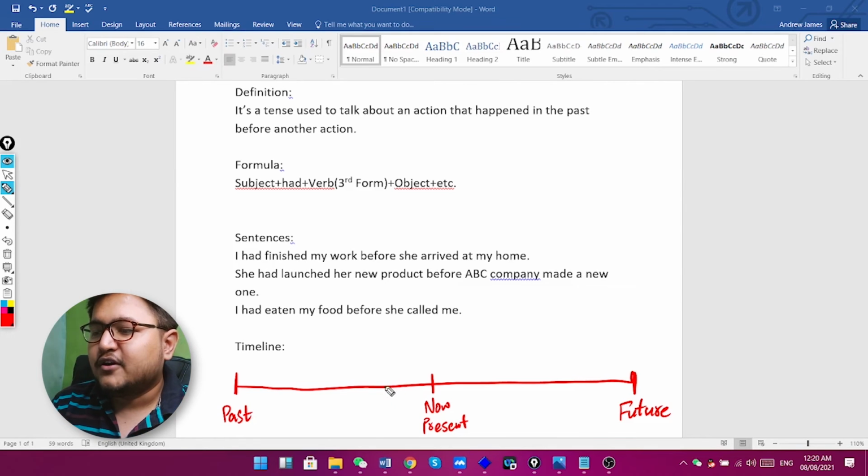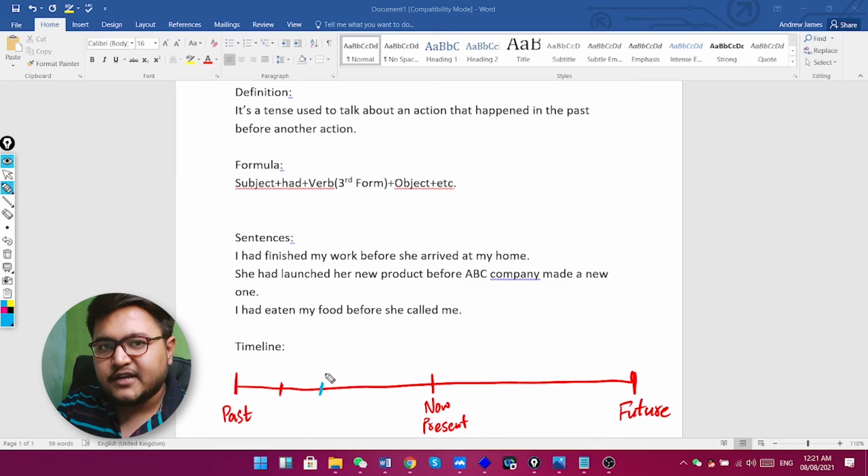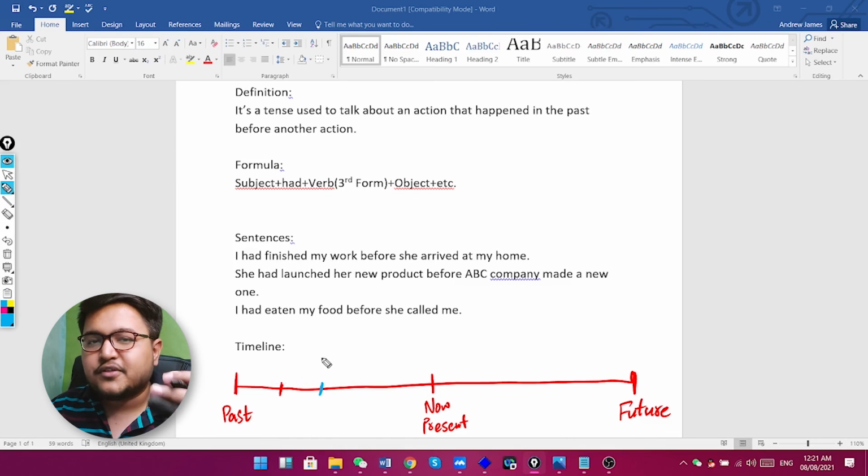Okay, so now we see what the definition says. Definition says that an action happened in the past. It is happening here in the past, and before another action, I'm going to use a different color for that. So before another action, this is a different action, okay? And the action we're using in the past perfect is this one, right? So this happened before this happened. So there you will use past perfect tense.